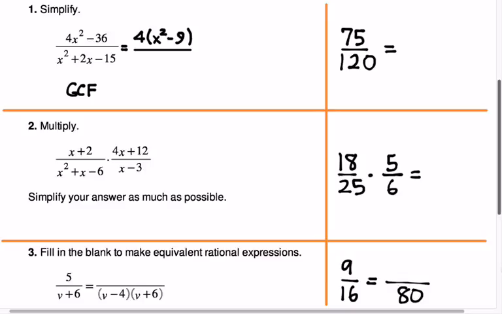X squared plus 2x minus 15? Yeah, there's no GCF that we can take out of those 3 terms, right? So at that stage of the factoring process, this denominator doesn't change. And now that we've done the GCF factoring, how do we take this still further? How can we factor this more? Let's start with the x squared plus 2x minus 15. Start with the denominator. How can we split apart x squared plus 2x minus 15 to discover its factors? What's the trick?